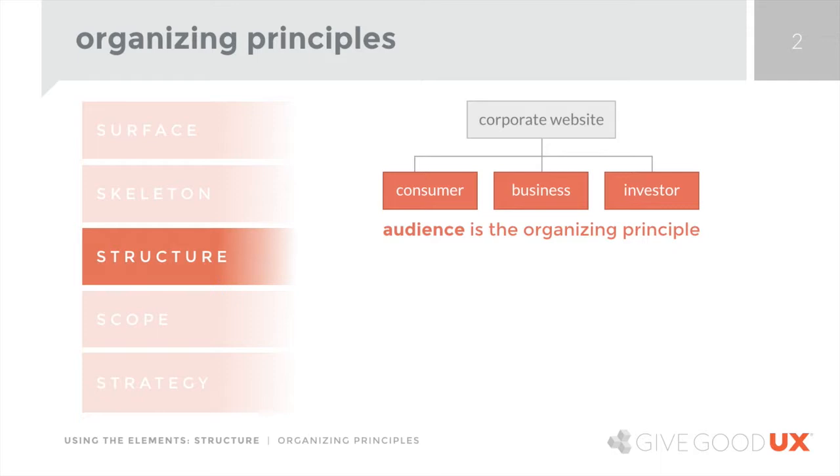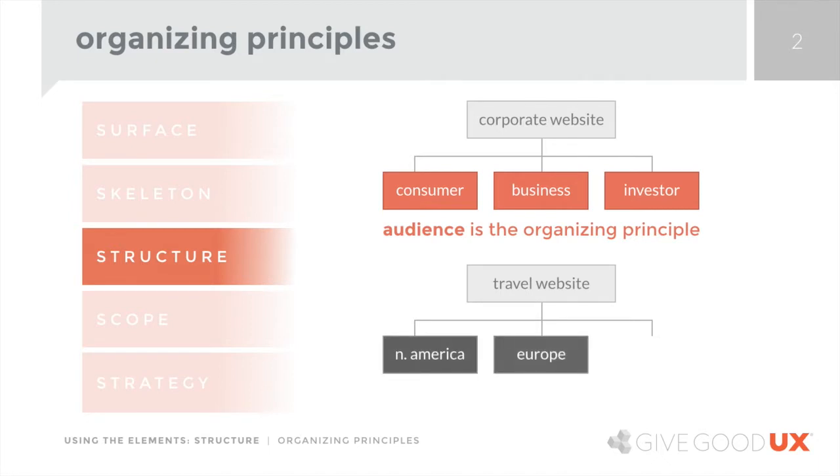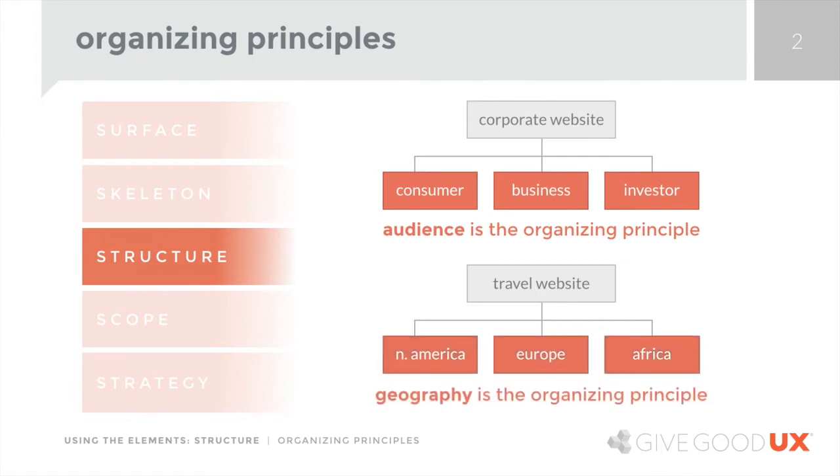In the instance of a travel website, our high-level categories might be North America, Europe, Africa. Those are three buckets of information, three groups of things, three places we can go to expect to find related information. So in this case, geography is the organizing principle. So in these two cases, the organizing principles we use have everything to do with who our audience is, what their objectives are in using the site, and what their information needs may be.